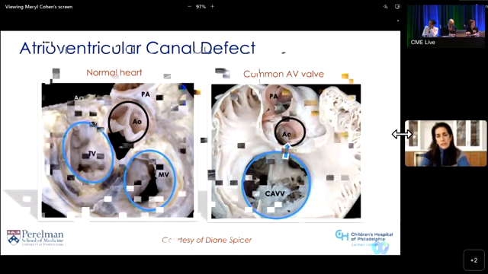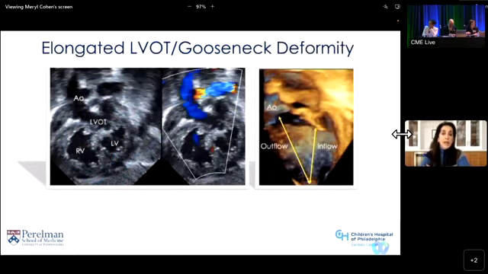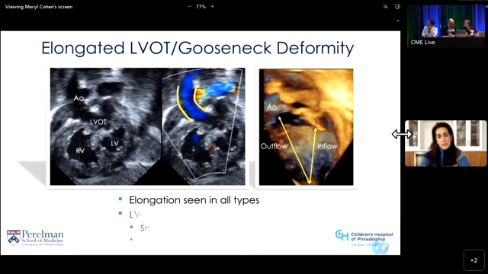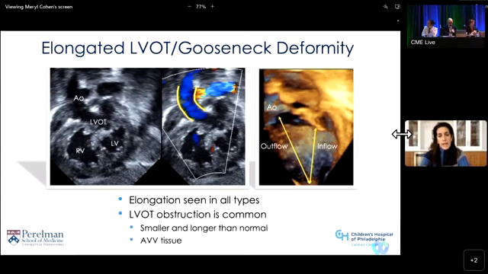And that more anterior aorta elongates the left ventricular outflow tract and gives it what we call that gooseneck deformity, which we see on echocardiography as well as on angiogram. It makes the outflow of the LV longer than the inflow. In the normal heart, those two measurements are very similar. And this elongation is seen in all types of AV canal defect. And so LVOT obstruction is common because the left ventricular outflow tract is smaller and longer than normal. And often there are other things too, like AV valve tissue in the way.